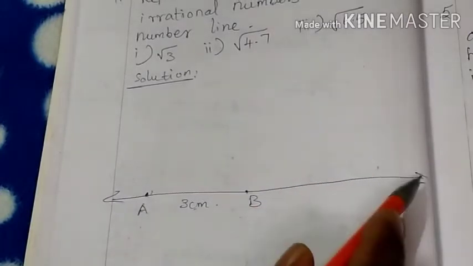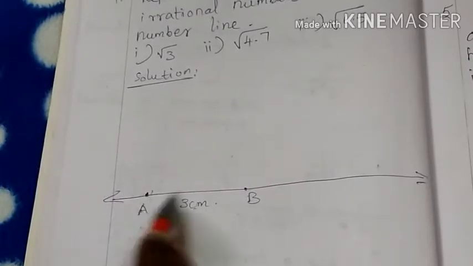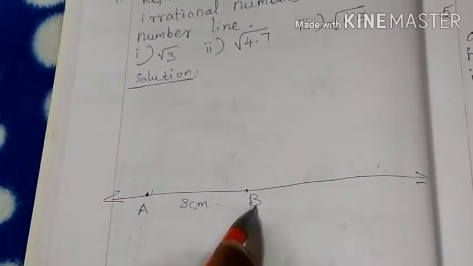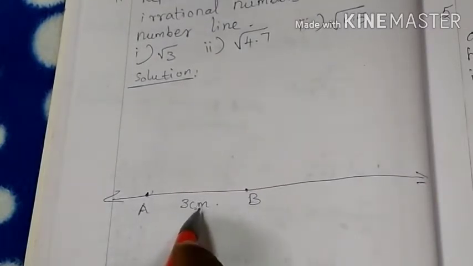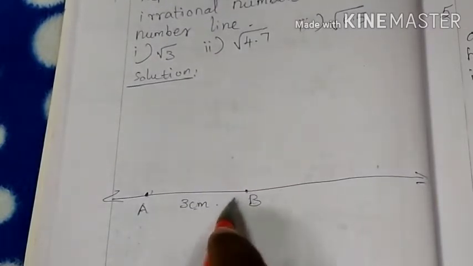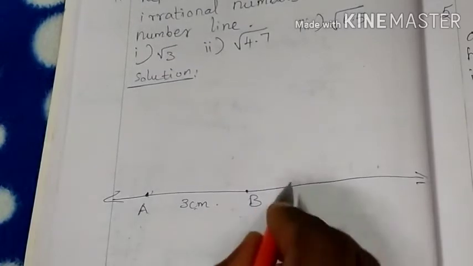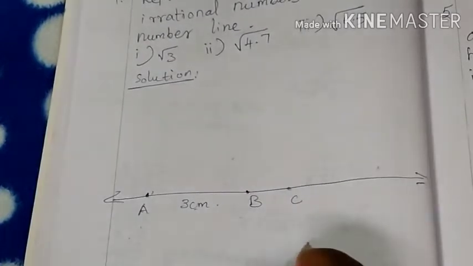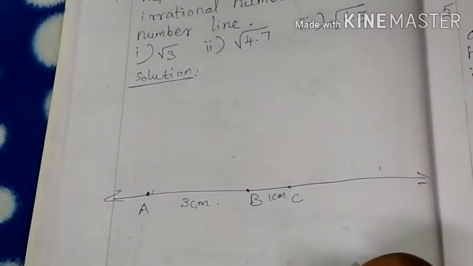First draw a lengthy line, then mark a point A on the left-hand side of the line. Then after 3 centimeters, we mark a point B on the number line. So AB is equal to 3 centimeters. Then mark a point C on the number line, such that BC is equal to 1 centimeter. Mark point C. This is for 1 centimeter. So BC is equal to 1 centimeter.